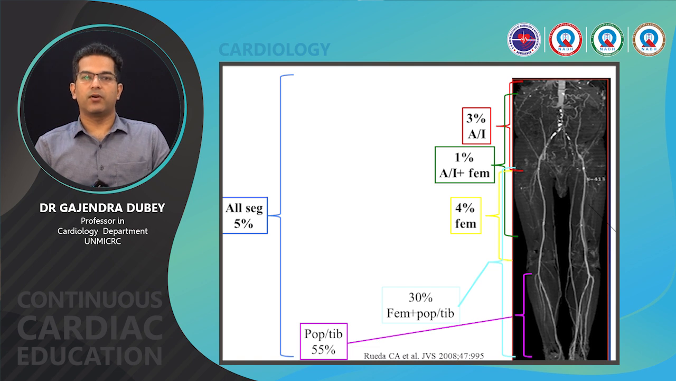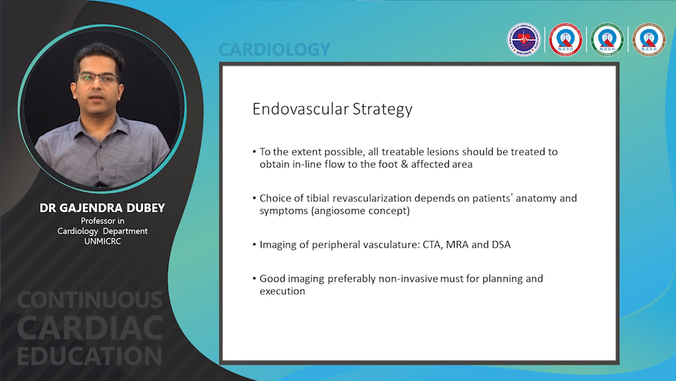The majority of patients generally have popliteal or below knee disease, which includes tibial vessels also. Today's talk will be focused mostly on this last segment, which is most common, that is popliteal and tibial disease, which is most frequently responsible for CLI. If we come to the endovascular strategy, as I discussed earlier, to the extent possible we should treat all the lesions to obtain a good inline flow to the affected area.